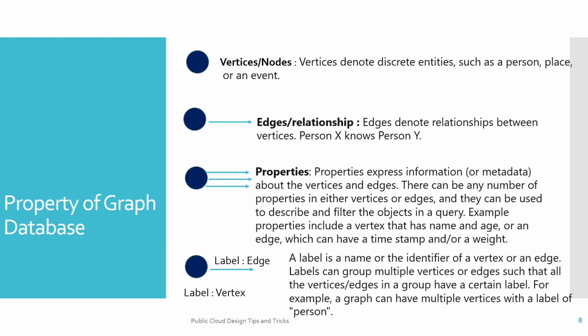Now let's discuss a little bit the properties of a graph database. We discussed already on a high level. The first one is vertices or nodes. Vertices denote discrete entities such as a person, place, or event. That is the very fundamental thing of a graph database. Then every node or vertex has relationships. Those are all edges, a relationship to the other entity. For example, person X knows person Y knows person Z. Those kinds of relationships. So that is the other property, represented with edges.